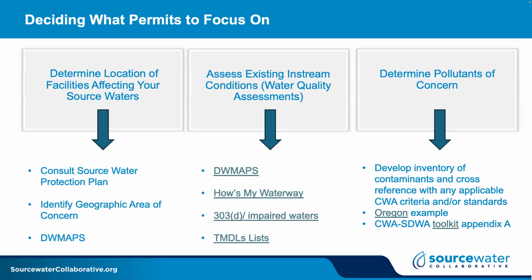And then, of course, you want to determine what your pollutants of concern are. And we recommend developing an inventory of contaminants similar to what the state of Oregon has done. And we have an example of that in the toolkit that you can take a look at.